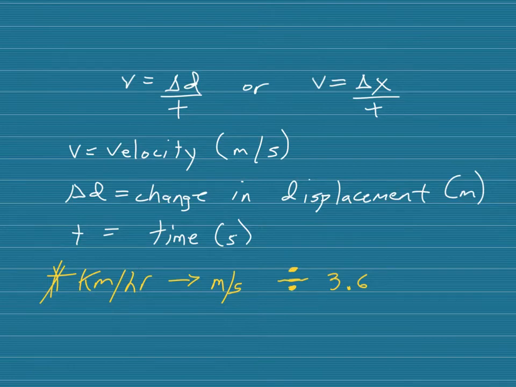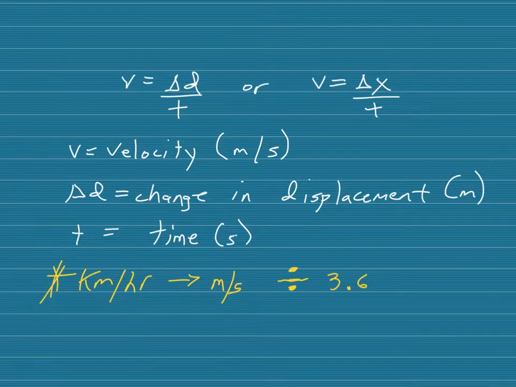Now, V stands for velocity, and we measure it in meters per second. We always want our velocity in meters per second. Our delta D is our change in displacement. It's measured in meters. We always want it in meters. And T is for time, and we want those units in seconds.